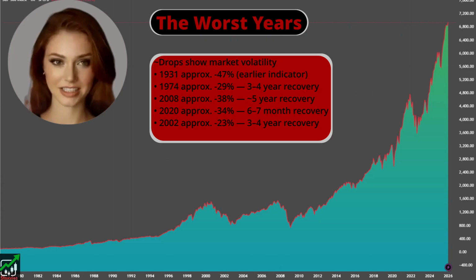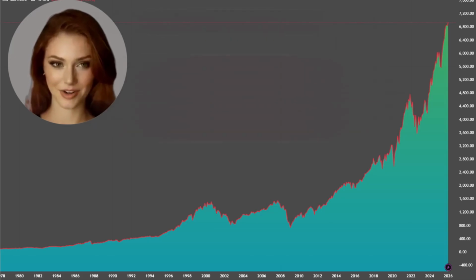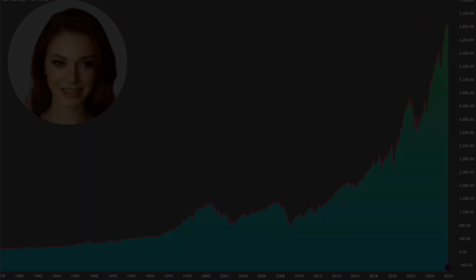These years teach us that declines are a natural part of the market. The duration of the recovery can vary greatly, from a few months to decades, depending on the cause of the crisis. Investors who stay long-term and do not panic in difficult times are more likely to benefit from future bullish periods.